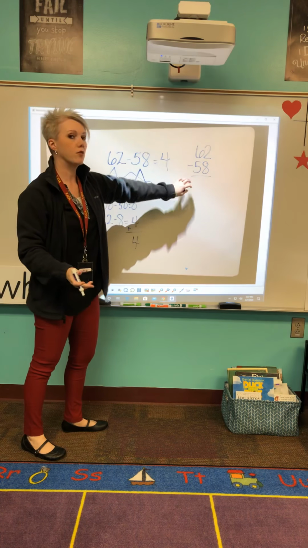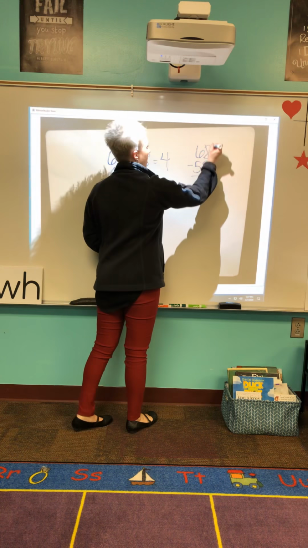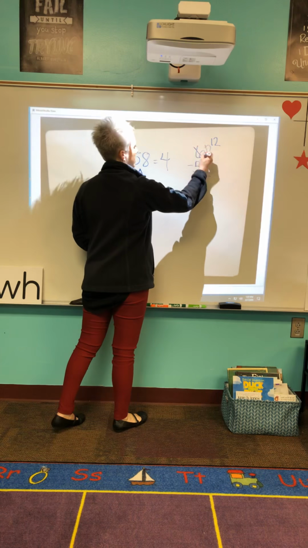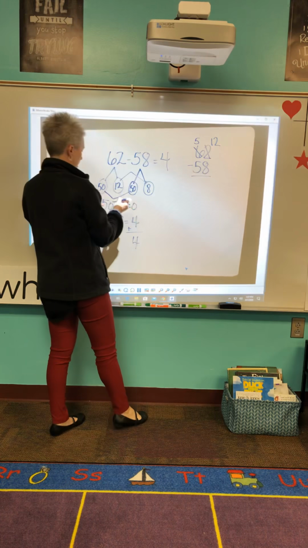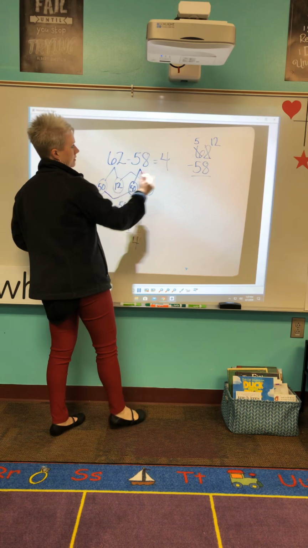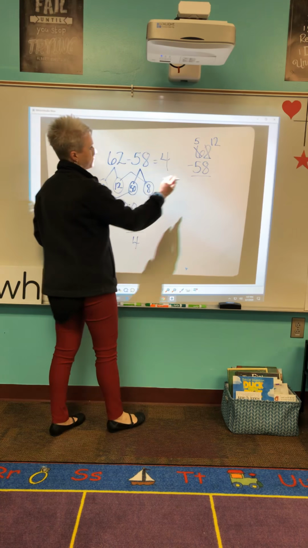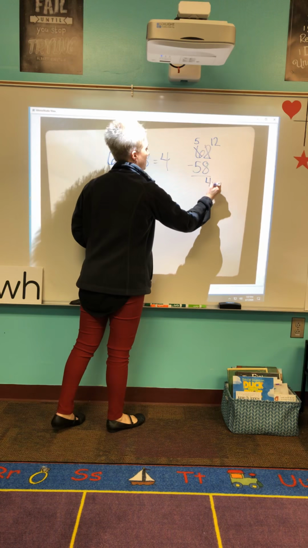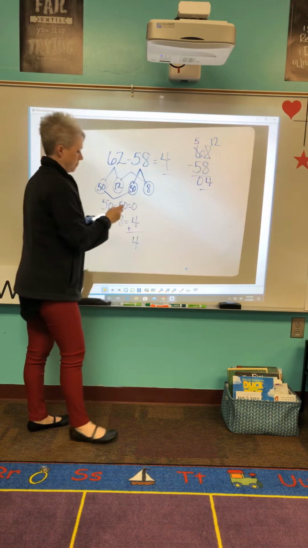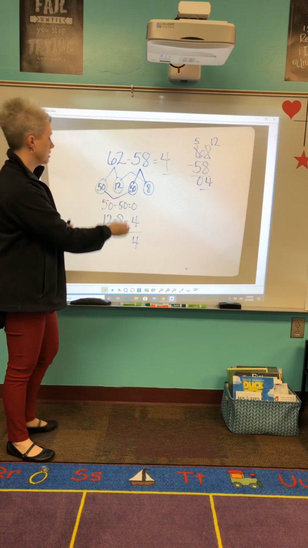Now if I did it stacked up, it just looks different when we stack it up. It's the same regrouping. My 2 becomes a 12, which it did here. My 6 becomes a 5, which it did here, but we had to add a 0 because we branched it out. I still have 5 tens here. I still have 5 tens in 50. 12 minus 8, 4, 5 minus 5, 0. I got the same answer. It just looks different, okay? It's the same math. It just looks different.